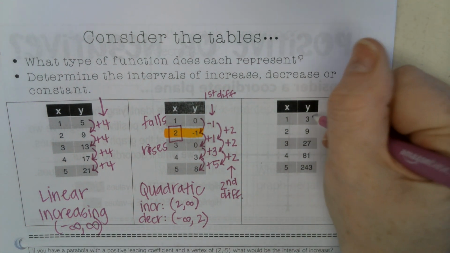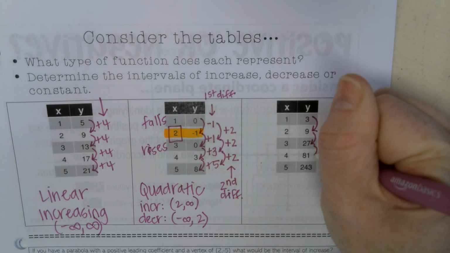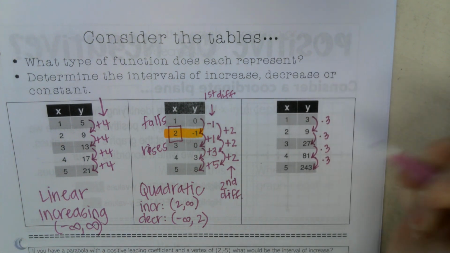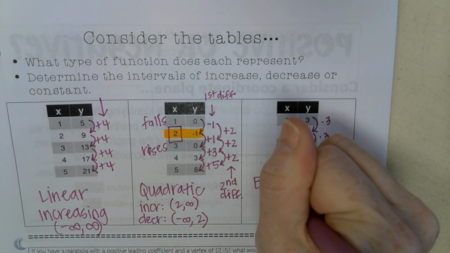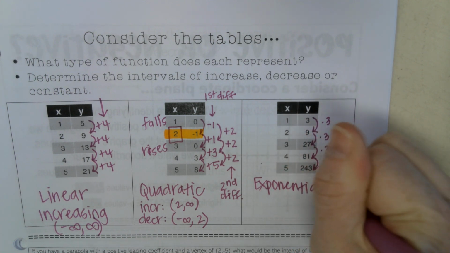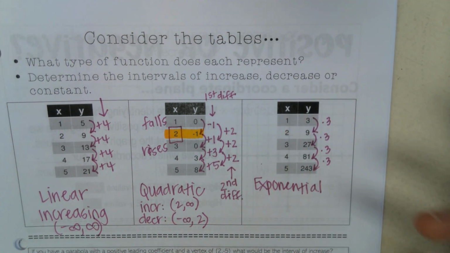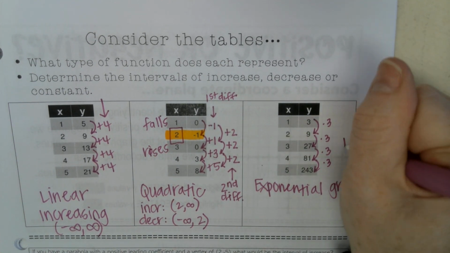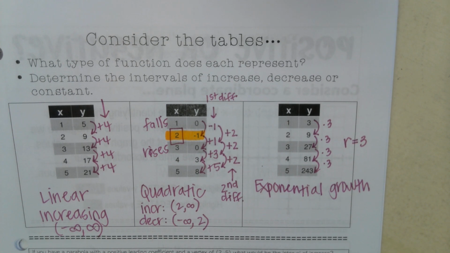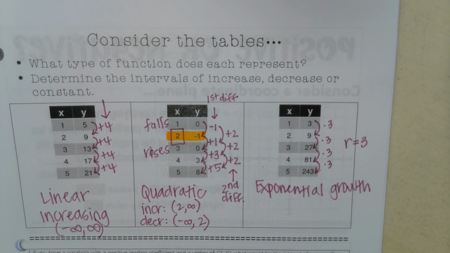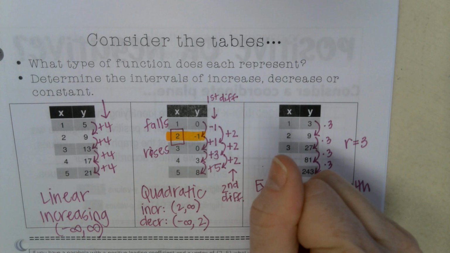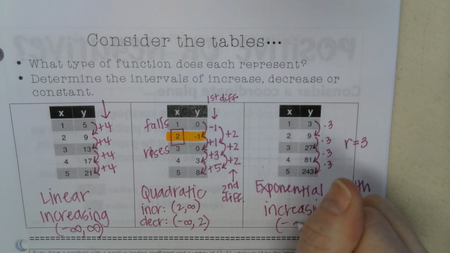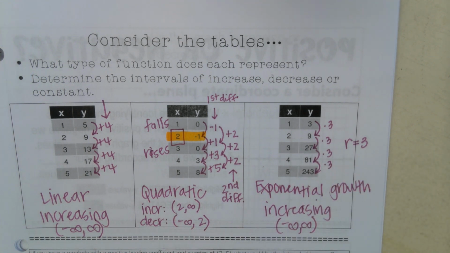All right, now, what do you notice is happening here on this last one? You are multiplying by 3 over and over again, okay? So that makes this an exponential function. Specifically, this is an exponential growth function because my common ratio is 3. Y'all remember those geometric sequences? So this graph is going to be increasing the whole time. It increases from negative infinity to positive infinity.